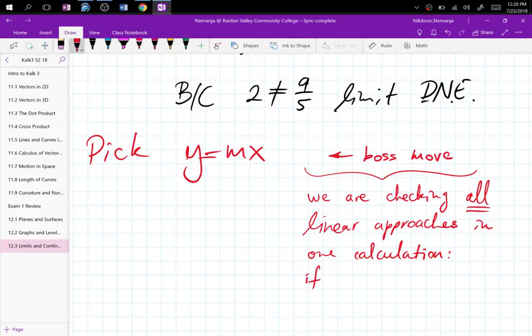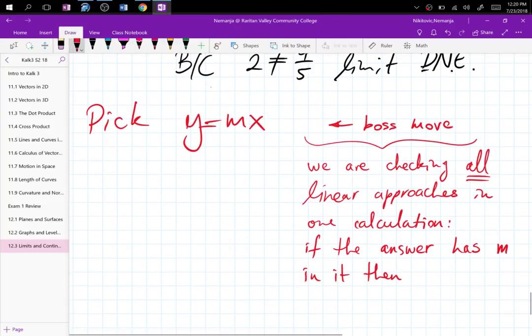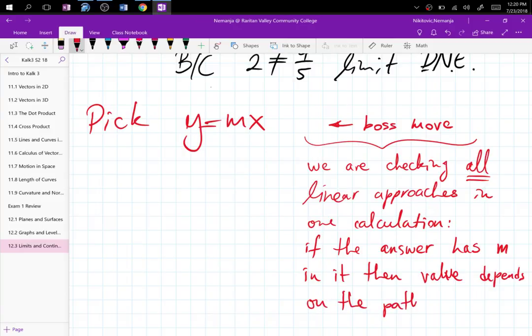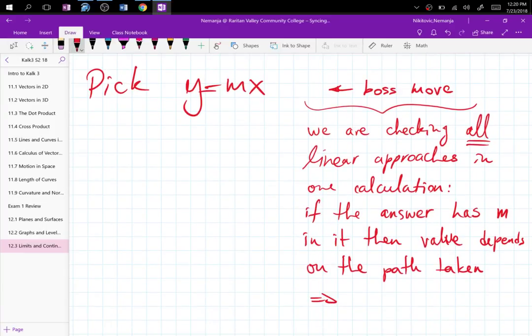If the answer has m in it, then the value depends on the path taken, which implies no limit. DNE, right?